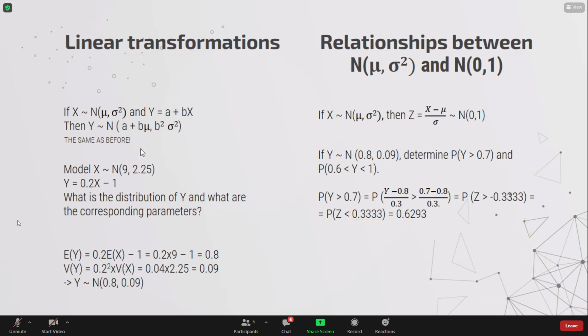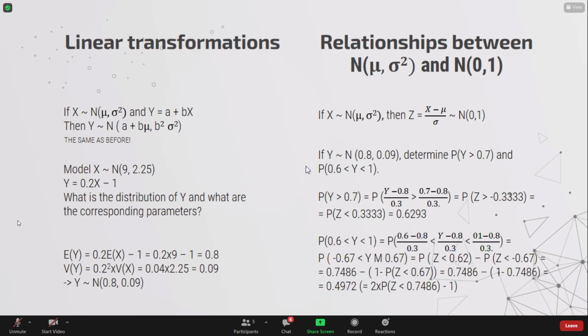Okay, so let's go to the third question. What can we know if the probability of having y between 0.6 and 1? Now I'm going to draw the graph again. 0.6, let's say somewhere here. And 1 is here. And we have to make the calculation for that area here.